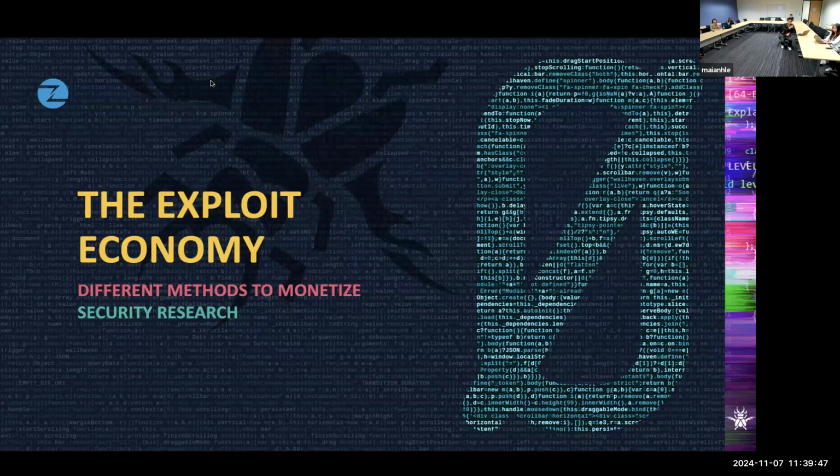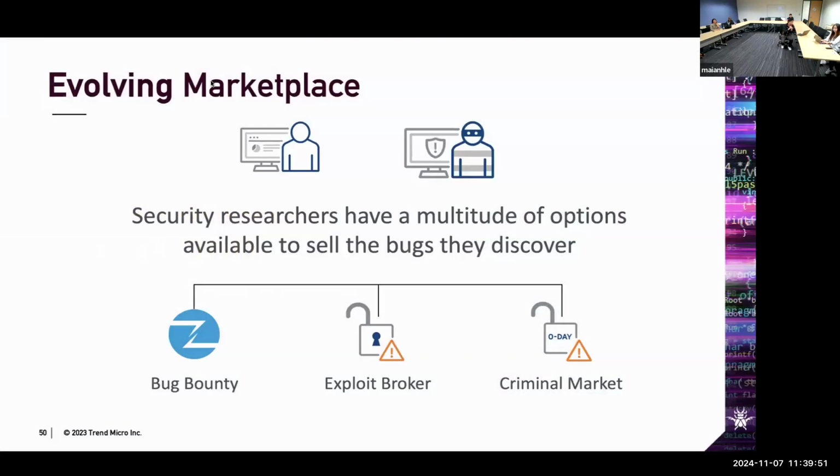And I want to talk about the exploit economy. So that's where we're going to talk about money. There are a couple of ways for security researchers to monetize their research output. Nobody does security research for free, even though you really enjoy looking at ones and zeros. You're going to make a living out of it. So one way to do that is to go through bug bounty programs such as ZDI ourselves, and then they can sell it to exploit brokers, or they can sell it to the criminal markets. And we'll talk about each of those.